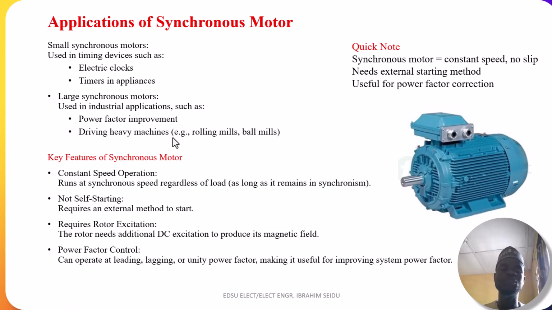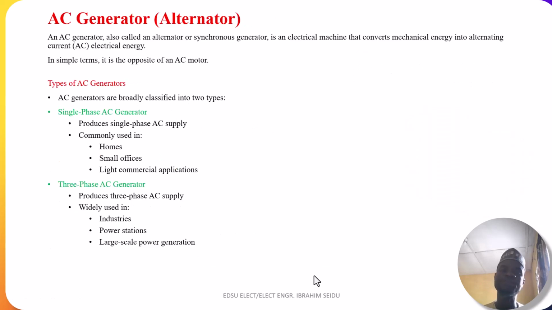Now, the key features or key characteristics of a synchronous motor are: one, they have constant speed operation, which means they are synchronous. The magnetic field speed and the rotor speed are the same. Two, not self-starting, they require an external method to start them. Three, requires rotor excitation. And four, power factor control. It can operate at leading, lagging, or unity power factor, making it useful for improving the power system factor.